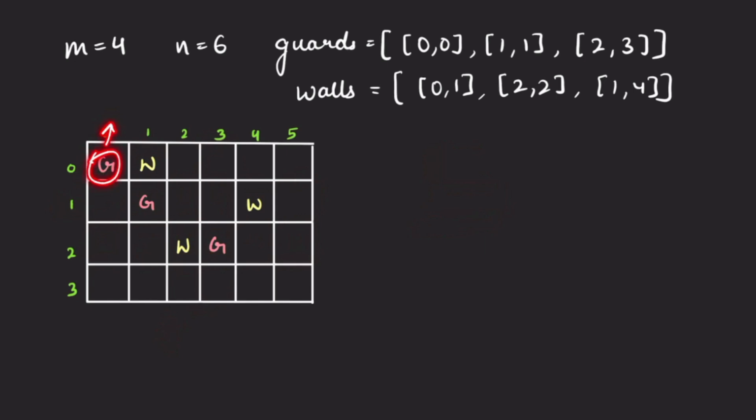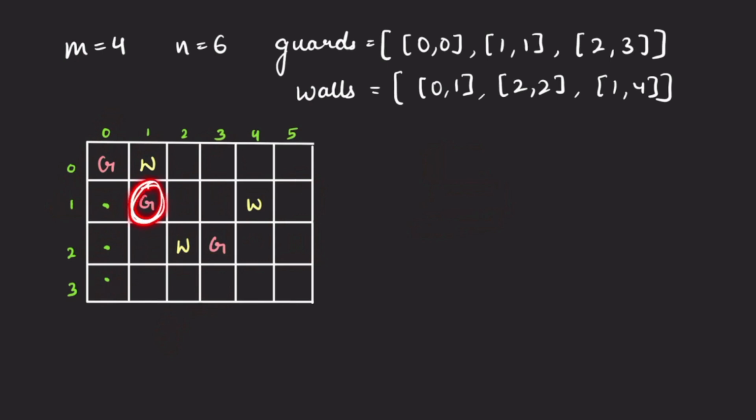So here, since there are no top cells, we can ignore this. Then we can go towards down. Towards the down, this guard can see this cell and this cell, so all these three can be marked. So if I mark them, these will be marked. Then if we look towards the left, there is nothing. And if we look towards the right, there is a wall. We cannot go further. So that means this guard can guard these cells.